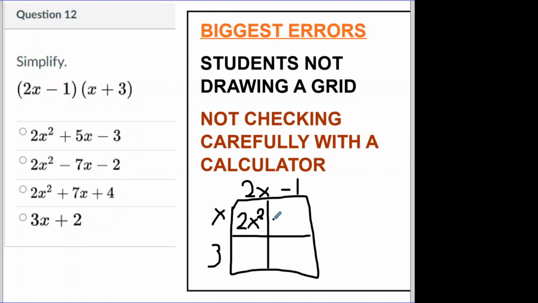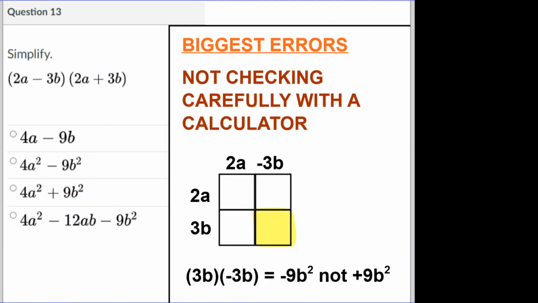X times negative 1, numbers first, and then the letter second. 3 times 2, numbers first, and then that letter second. And then 3 times negative 1 is negative 3. And what we're supposed to do is add these middle terms together. So 2x squared, 6 add negative 1 is positive 5. So that would be this answer here. And then at the end you can see the negative 3 as well. But any of the numbers you're not sure of, just go ahead and use a calculator.